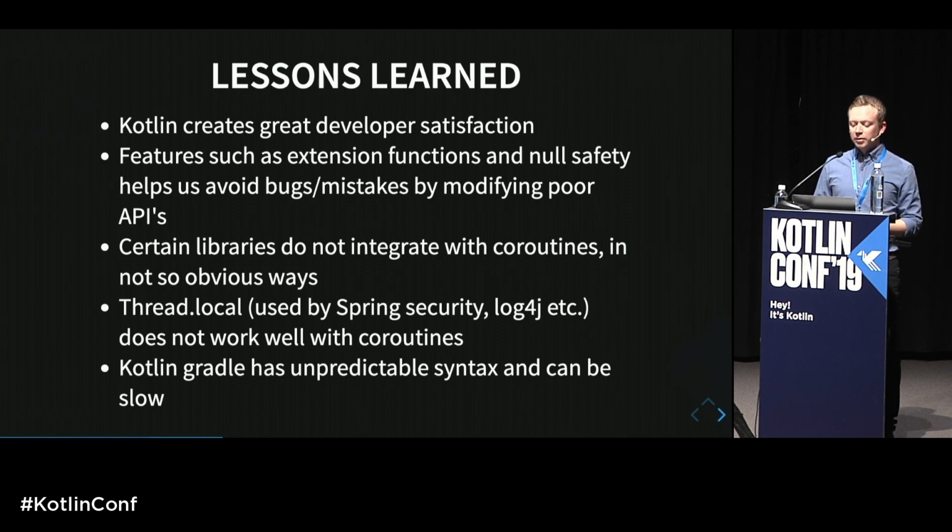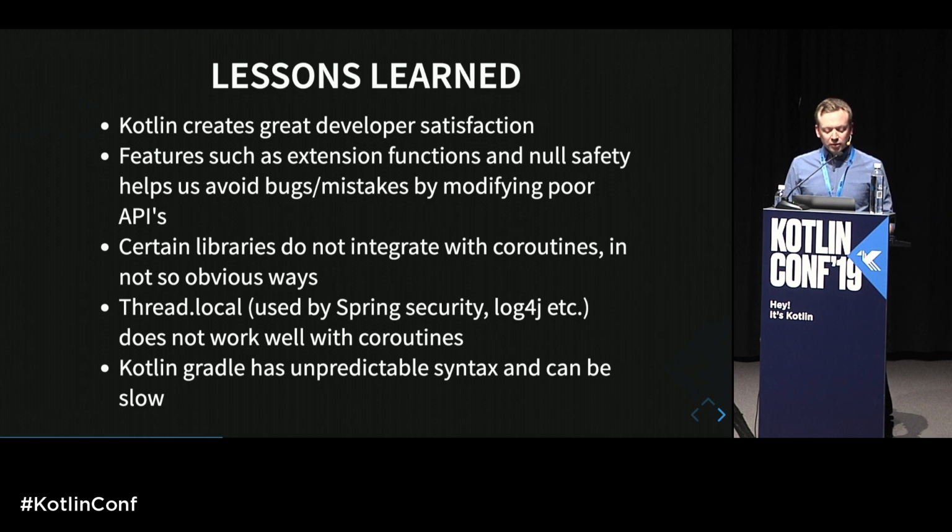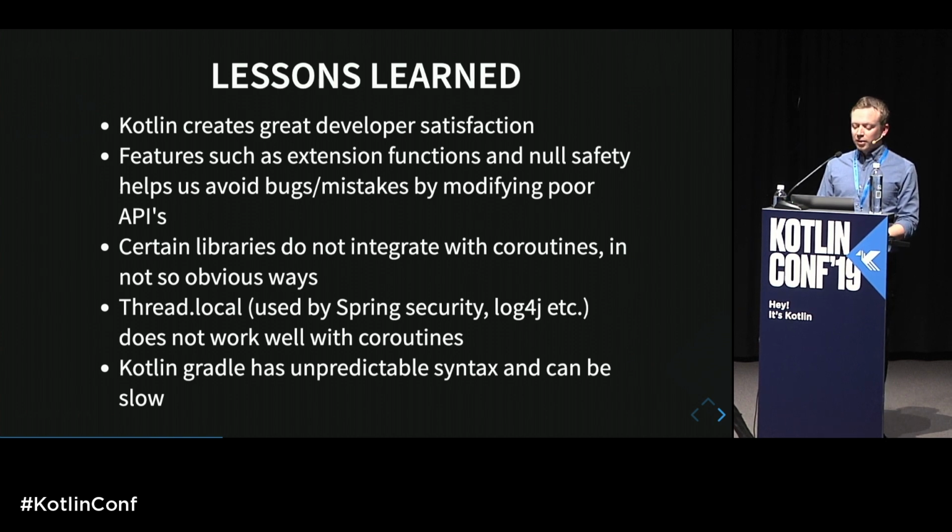Certain libraries do not integrate with coroutines in obvious ways. We'll show you examples of this later. It can be difficult to notice when you're writing the code. For instance, thread local, we had a nasty bug with Spring Security where it messed up the token we had in Spring Security. I think this is fixed now, but these things you keep in the back of your head, basically. Kotlin Gradle has unpredictable syntax and can be slow. We'll also show you a brief example of this later.